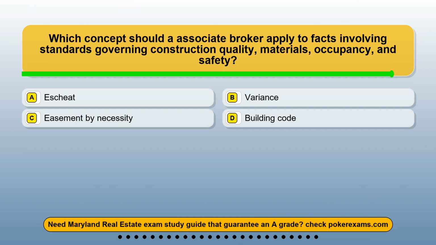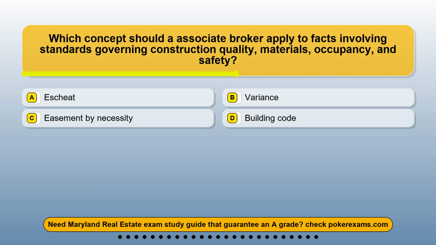Question 24. Which concept should an associate broker apply to facts involving standards governing construction quality, materials, occupancy, and safety? Option A, escheat. Option B, variance. Option C, easement by necessity. Option D, building code.